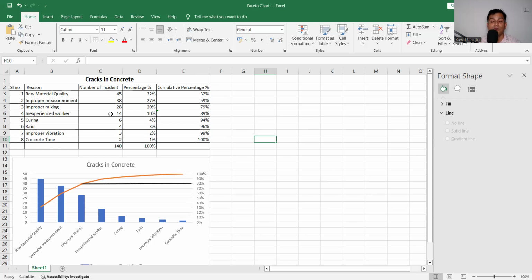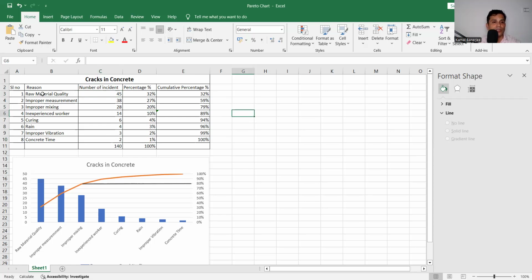If it is not, then we cannot prepare the Pareto chart, or it will give an erroneous result. So that is why, for raw material quality, we find the maximum number of errors, that is 45. So it is at the top, and concrete timing is giving the least number, that is 2, which is at the end of the list. So 45, 38, in order from the bigger number to the lower number. Now we need to prepare the chart.